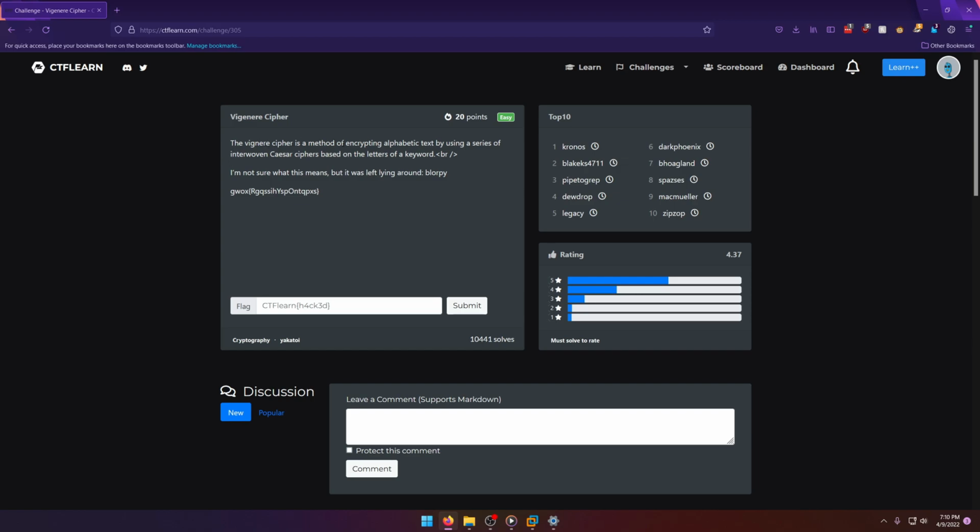The Vigenere cipher is a method of encrypting alphabetic text by using a series of interwoven Caesar ciphers based on the letters of a keyword. I'm not sure what this means, but it was left lying around, blorpy. And then here's our encrypted text. Okay, so blorpy is probably the key we need.